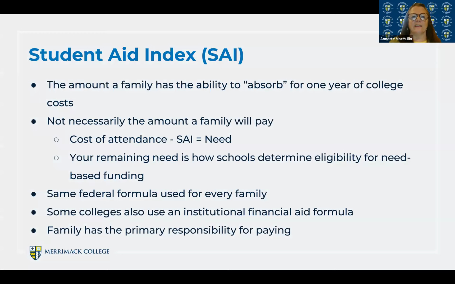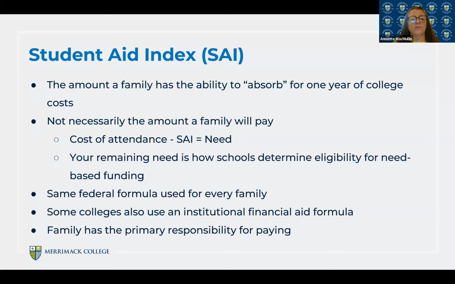So your student aid index, that is going to be the amount that a family has the ability to absorb for 1 year of college costs. It's not necessarily what you have to pay. So this is a little difficult, right? Everyone's assigned this SAI, but we take our total cost of attendance and we subtract your SAI to come up with your financial need. And then your remaining need is how schools are going to determine your eligibility for your need-based funding. And the same federal formula is used for every family at every college.